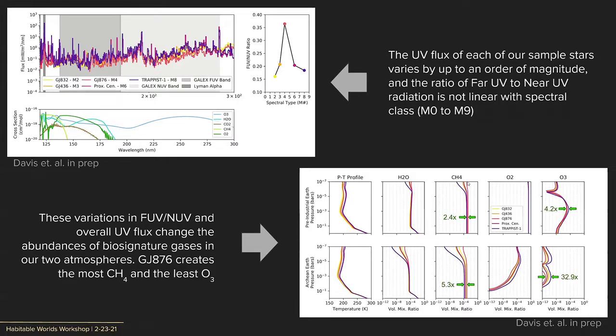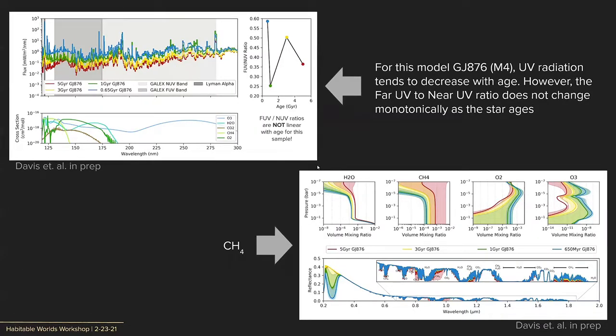Methane builds up to the highest amounts when our planets are orbiting GJ876. And so this is basically just showing that spectral class and the type of UV radiation, and this spectral slope here, basically characterizing the spectral slope of the UV of M-dwarf stars, is pretty critical to pulling out the right atmospheric composition.